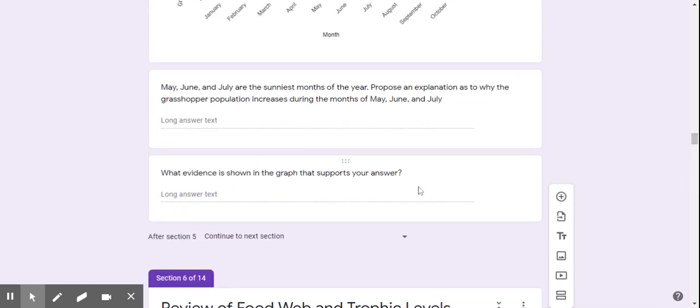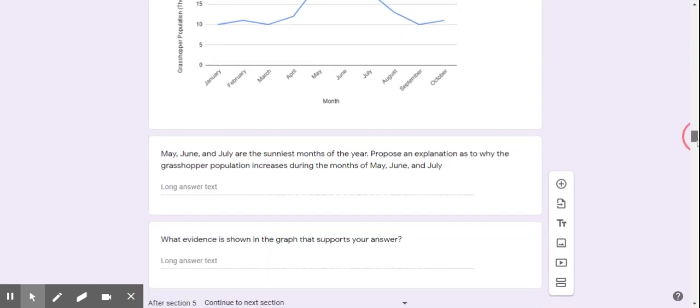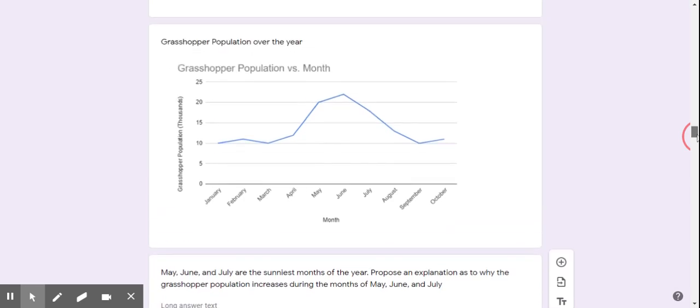What evidence is shown in the graph to support your answer? Well, the evidence that I see right here is that in May, June, and July, our population basically doubled. So from the time of May to July, the population doubled in size. That's the evidence that I could draw from the graph. So whenever they ask you for evidence from the graph, look at specific date points.